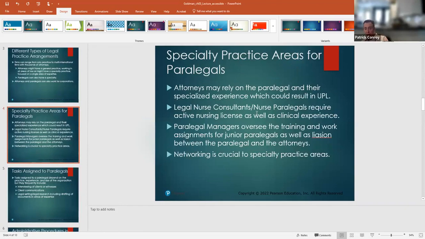Specialty practice areas for paralegals include criminal law and real estate law, and the attorney may rely on the paralegal and their specialized experience, which you have to be careful doesn't end up being unauthorized practice of law.